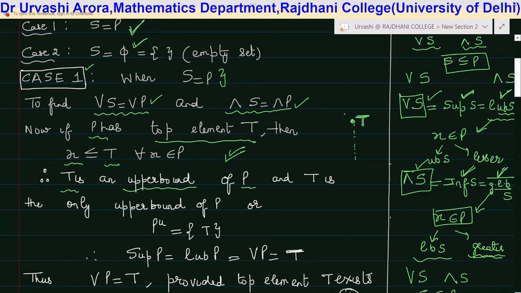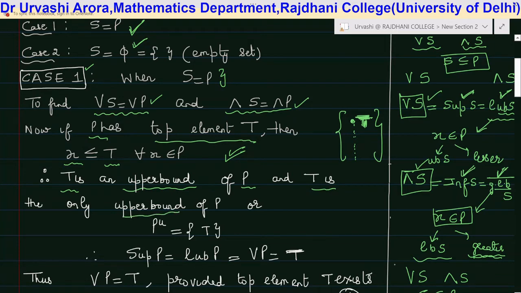And also we can note from this diagram itself that T is the only element which is acting like an upper bound, because all the elements of the poset P are below T. They are smaller than T. So T is the only element which is greater than or equal to all the elements of P, which means that T is the only upper bound of P.